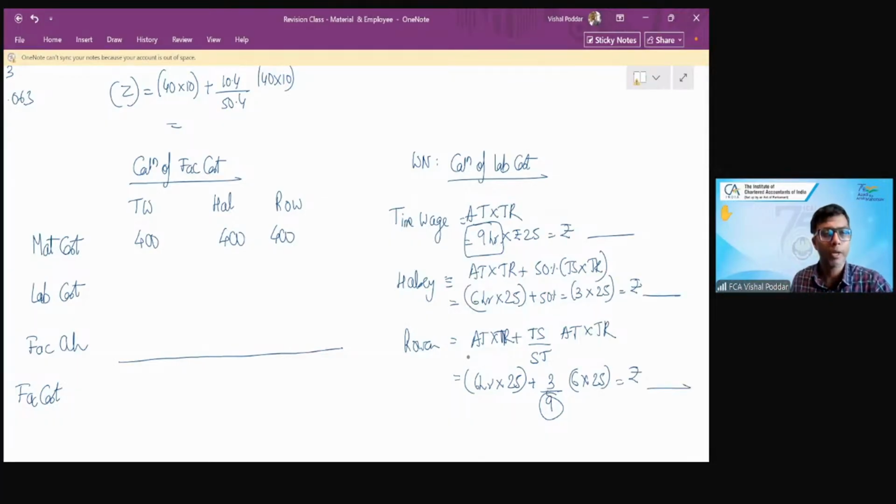Once you find out your labor cost, overheads is given as 150% of labor cost. So labor cost multiplied by 150% will give you your factory overheads, and the total of material, labor, and overheads will give you your factory cost for the respective option. Is this clear to all? Anybody having any doubts or questions, please ask.